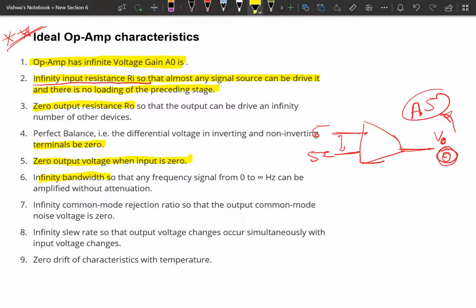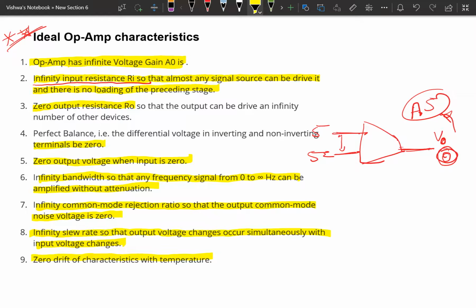Infinite bandwidth, so that any frequency signal from 0 to infinity can be amplified without attenuation. In ideal characteristics there are no attenuations. We can amplify any range of bandwidth from 0 to infinite frequency. Infinite common mode rejection ratio, so that the output common mode noise voltage is 0. Infinite slew rate, so that the output voltage changes occur simultaneously with the input voltage. Zero drift characteristics with temperature. So these op amps work at all temperatures without any change in their characteristics.